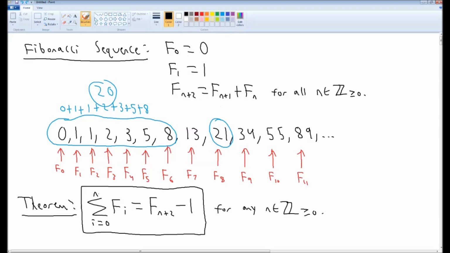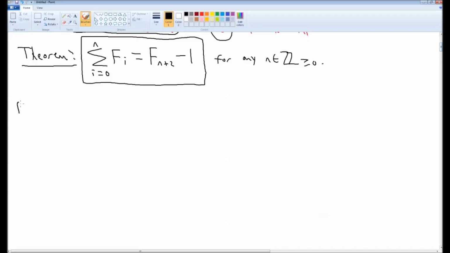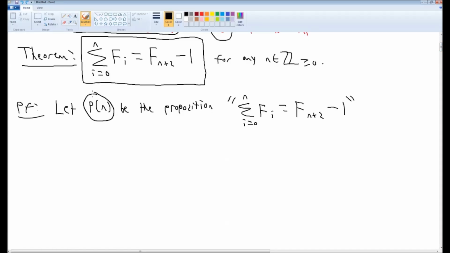What this theorem is saying is that if you add up all the fi's from f0 all the way to fn, you get f(n+2) minus 1. So in this example, if you add up f0 plus f1 plus dot dot dot, all the way to f6, you get f8 minus 1. But why is this theorem true? Let's try to prove it. Let Pn be the proposition that this is true. Prove that this is true for all n.